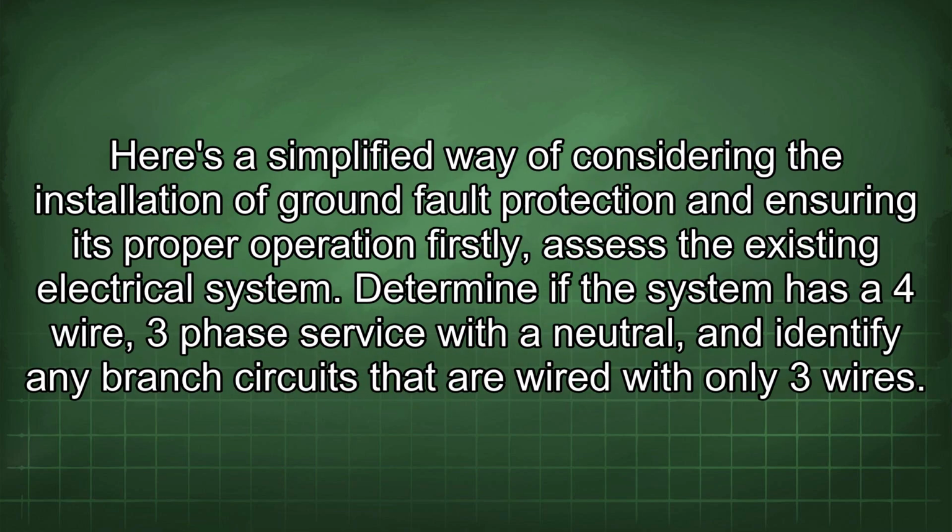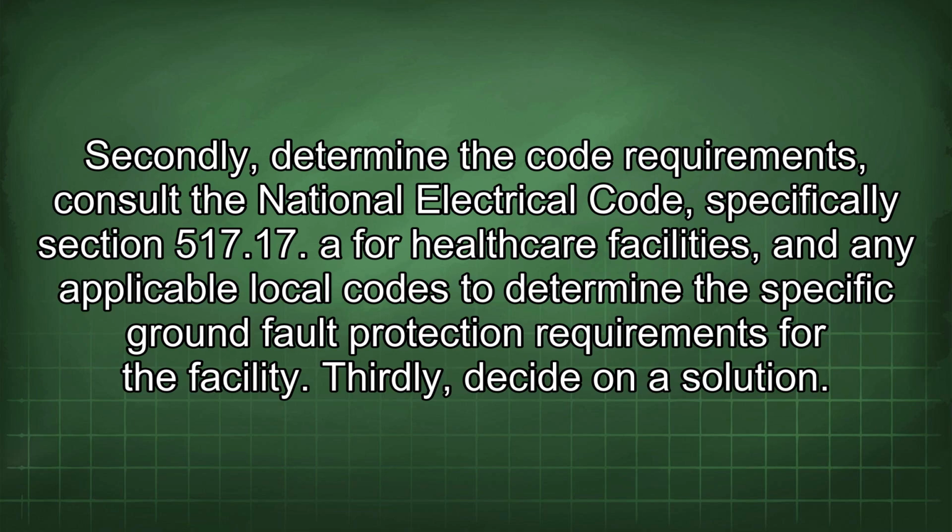Here's a simplified way of considering the installation of ground fault protection and ensuring its proper operation. Firstly, assess the existing electrical system. Determine if the system has a 4-wire, 3-phase service with a neutral, and identify any branch circuits that are wired with only 3 wires. Secondly, determine the code requirements.